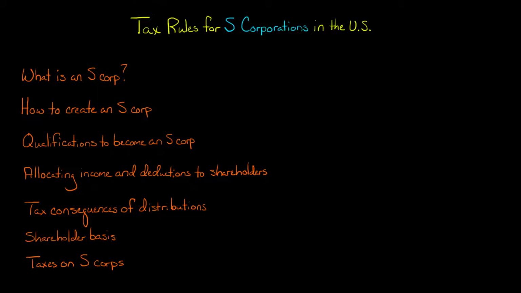In this video, I'm going to give you an overview of the tax rules for S corporations in the US. We'll discuss what an S corporation is, how you'd go about electing S corporation status, requirements to be an S corp, how S corps allocate their income and deductions to shareholders, the tax consequences when an S corp makes a distribution to its shareholders, how to calculate basis for a shareholder in an S corporation, and finally, taxes that in some cases can be imposed on S corporations.